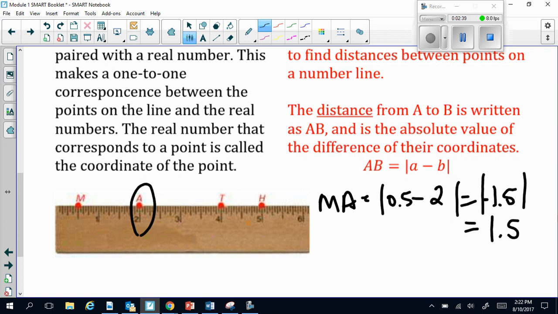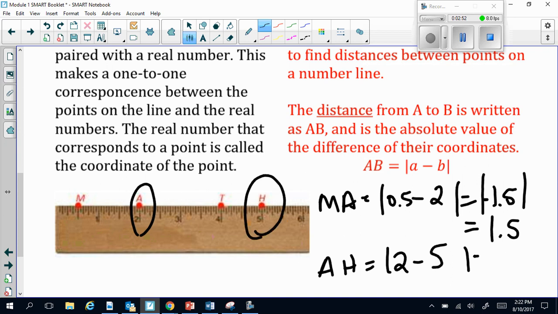Let's do another one. Let's do AH. So again, I'm going to do the number that corresponds to A, which is 2, minus the number that corresponds to H, which is 5. I'm going to do that subtraction and then take the absolute value. I know you can also count, but I want to give you that formal definition. That is really all there is to our ruler postulate. Let's take a look at another postulate, and this is one that we will use a lot. We will also use it a lot in our proofs as we start doing those later on.